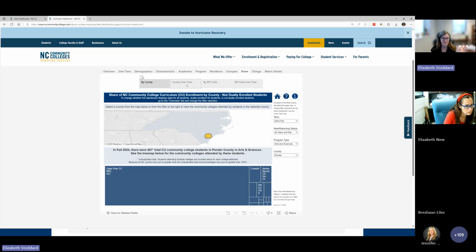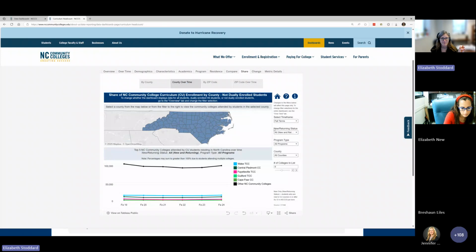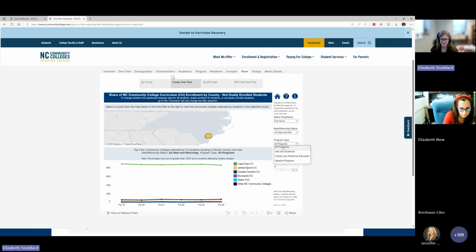You can also show this view over time. So here you do have to select your counties again. But if I select Pender County and then let's go back to arts and sciences here. So this kind of aligns with what we were seeing on an earlier page of a decreasing share of enrollment in arts and sciences at Cape Fear.